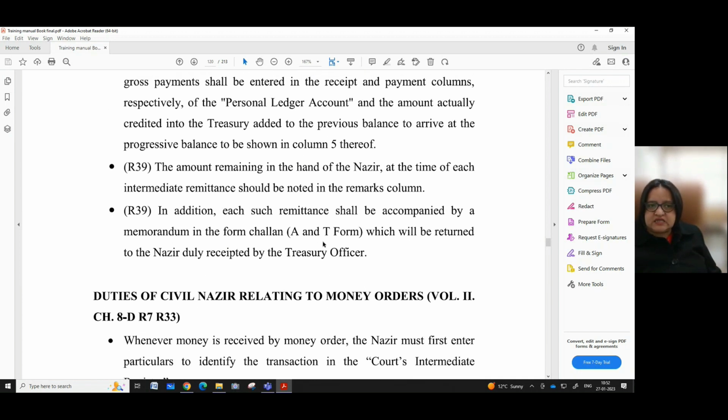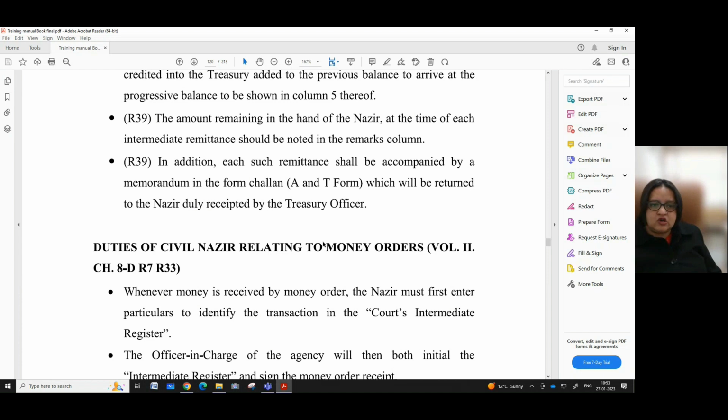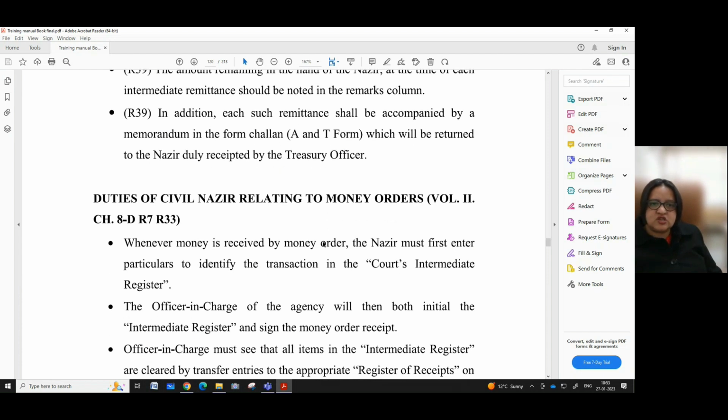Rule 39 says that the amount remaining in the hand of the Nazir at the time of each intermediate remittance should be noted in the remarks column. Rule 39 also says that in addition, each such remittance shall be accompanied by a memorandum in the form Challan A and T form, which will be returned to the Nazir duly receipted by the Treasury officer.